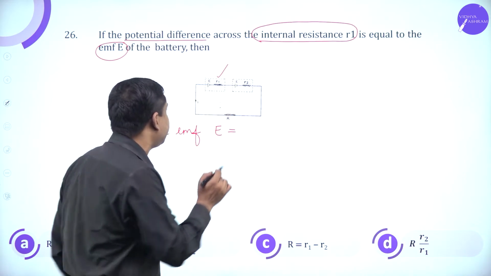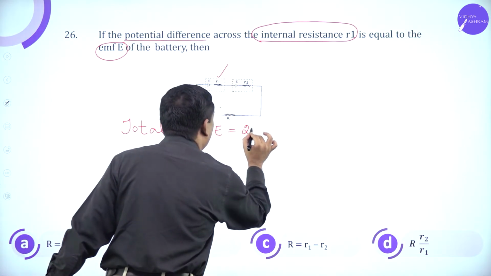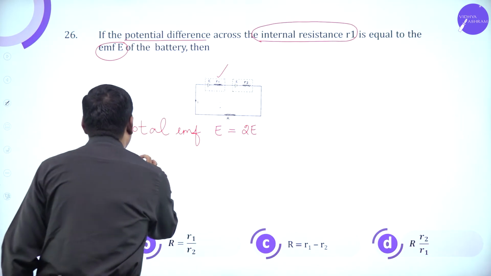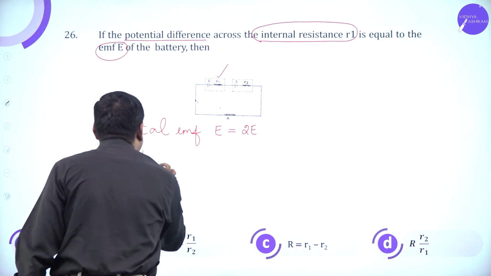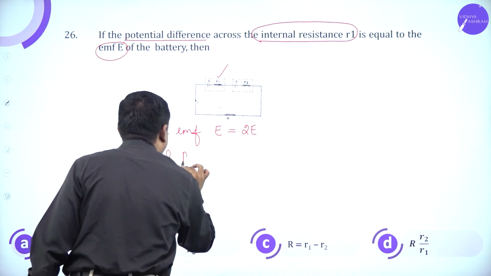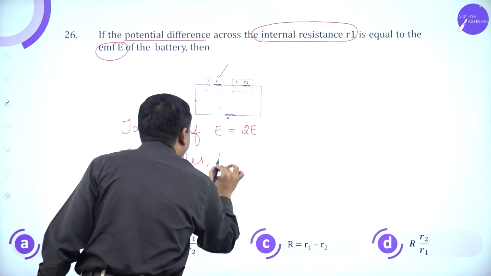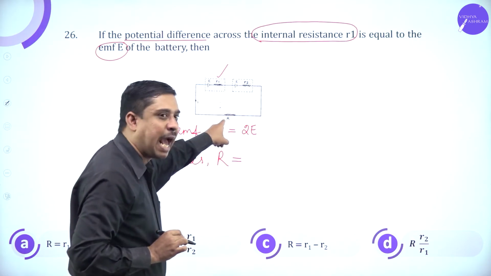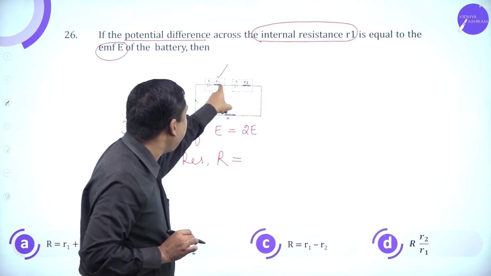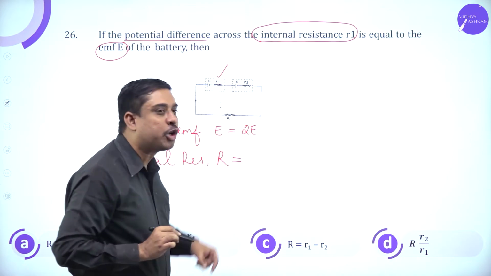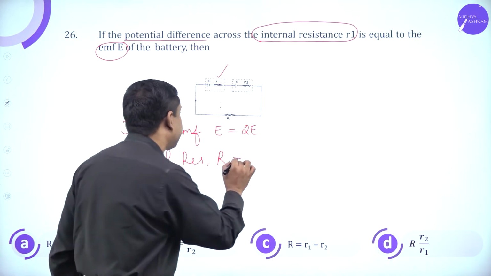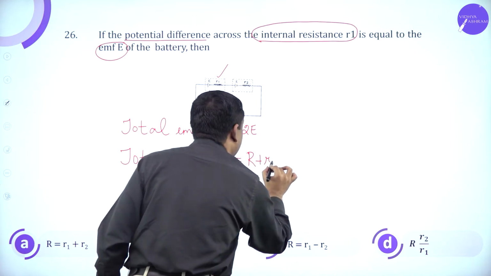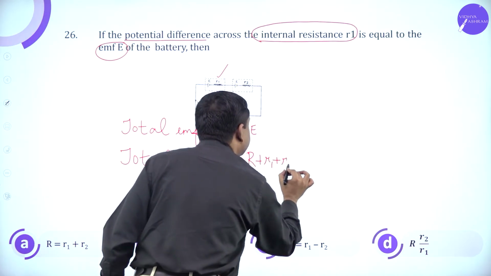E plus E which is 2E. Similarly, if we find the total resistance, R becomes equal to this capital R, R1 and R2 are again connected in series. So R plus R1 plus R2.